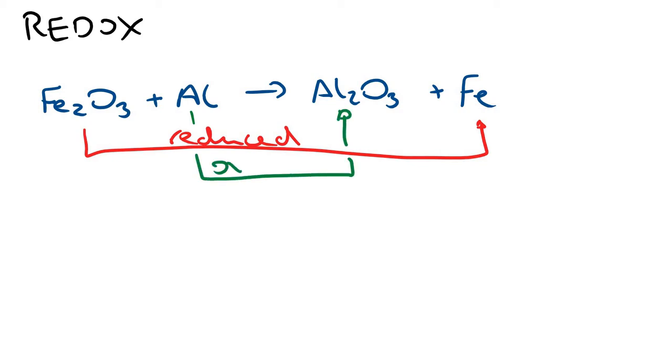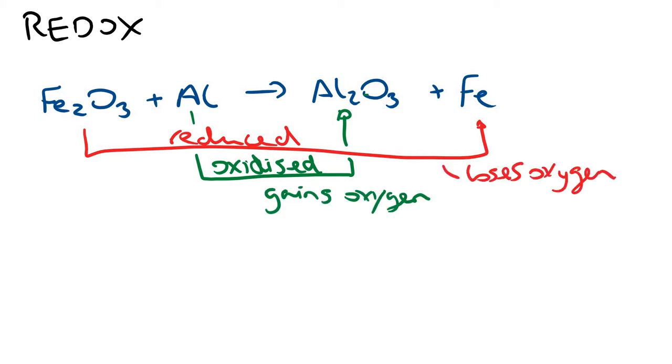This is being oxidized because aluminium has gained oxygen. So this is an example of a redox reaction where aluminium gets oxidized to form aluminium oxide because it gains oxygen, and iron oxide loses oxygen and so has become reduced. So that's a redox reaction. Just to confirm, the aluminium gains oxygen, so it's oxidized, and the iron loses oxygen and so is reduced.